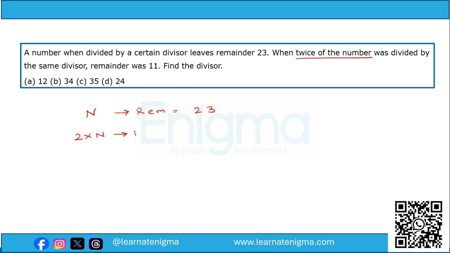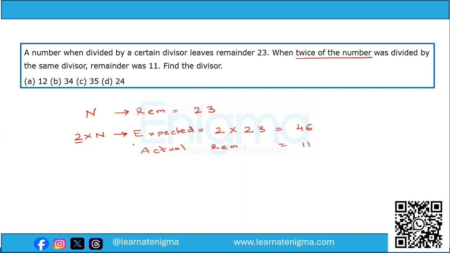then the expected remainder we will get by multiplying the remainder also by 2. Because we are multiplying the number by 2, we are multiplying the remainder also by 2. So that is 2 into 23. So the expected remainder will be 46. Now, the actual remainder, if you read the question further, it is given to us as 11.